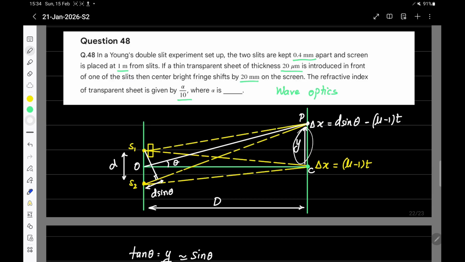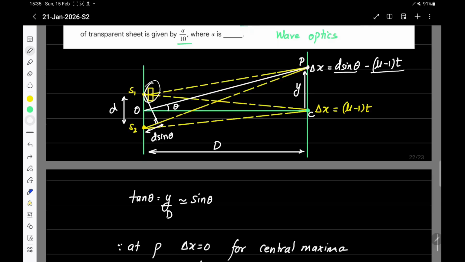So at a height y, let us say the path difference is d sin theta minus (mu minus 1) into t. d sin theta is produced by the geometry, correct? The below ray is now having d sin theta extra path, and (mu minus 1) into t is produced by this glass slab, right? So somewhere above the center of the screen, you will have a zero path difference. And for having exact zero path difference, d sin theta must become exactly equal to (mu minus 1) into t.